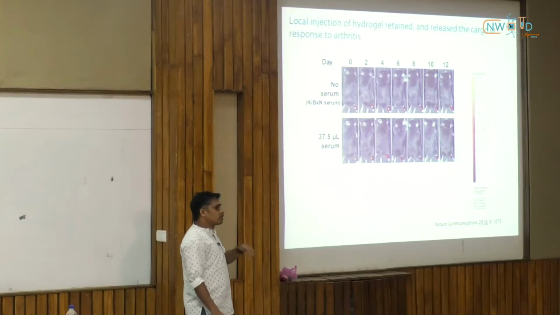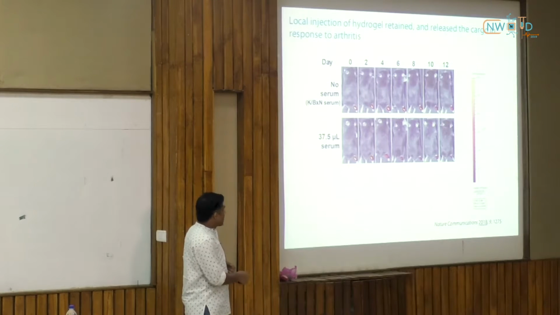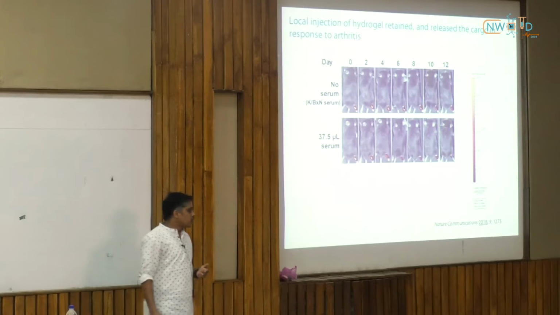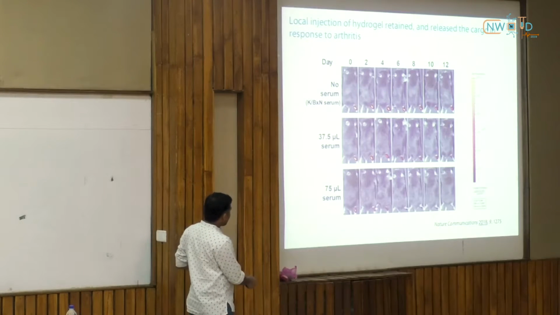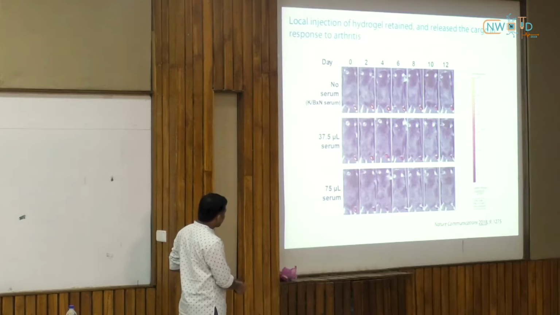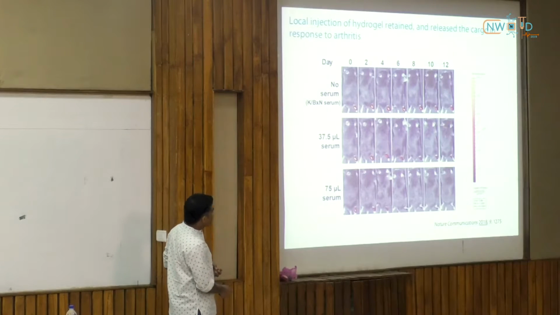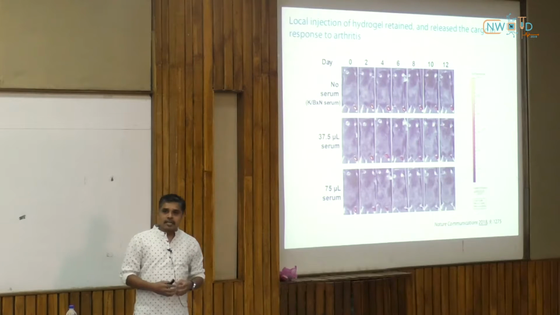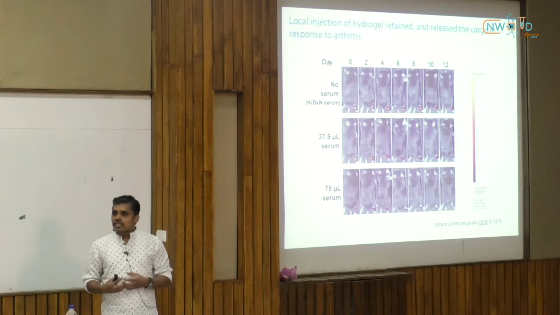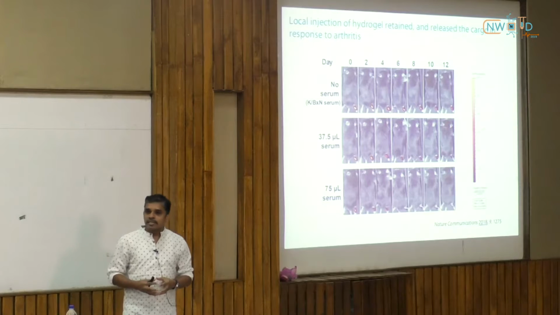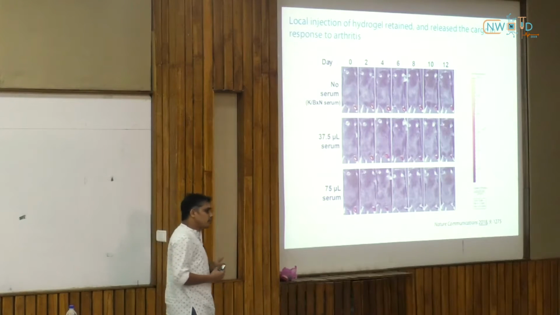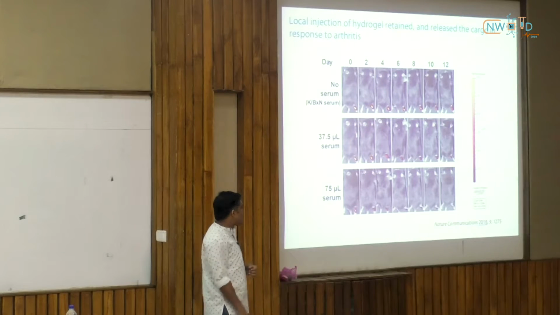But we can also double the dose of this K/BxN serum, which induces severe arthritis from day 2 onwards. When we do that, again, after 2 days and from the 4th day onwards, you get rapid dissolution of these gels to release the drug. This clearly suggests that in the absence of inflammation, these gels can stay localized at the site of injection, but whenever inflammation comes, it can induce the release of the drug in an on-demand manner.